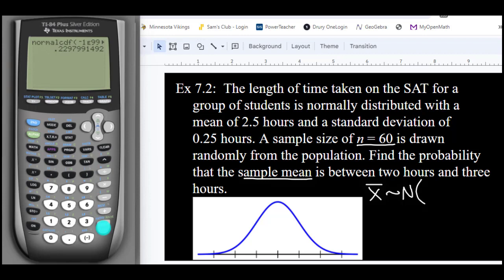Our mean is going to be 2.5. And then our standard deviation, remember how we get that? That's going to be 0.25 divided by the square root of n, which is 60. So 0.25 divided by the square root of 60. And that gives us 0.0323. And now we're going to find the probability that x bar is between 2 and 3 hours.